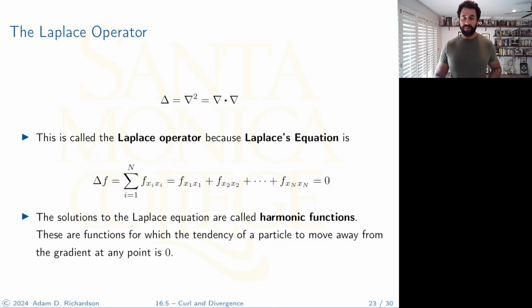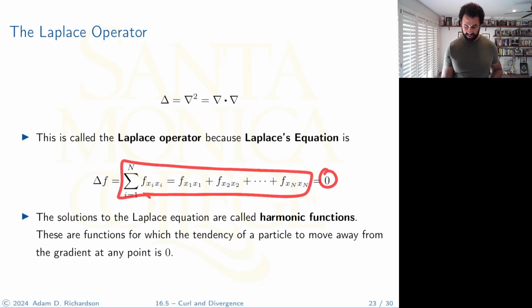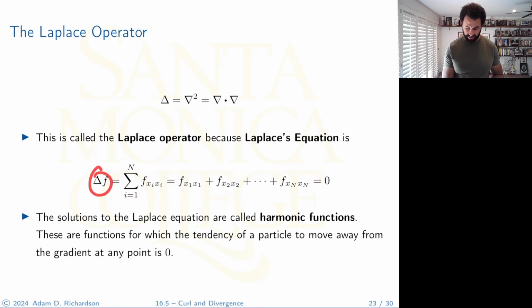Okay, so this thing is called the Laplace operator. And the reason it's the Laplace operator is because Laplace's equation is literally this. You're going to add up all the second order partial derivatives, and Laplace's equation says that the sum of all of those second order partial derivatives is 0. So in other words, this is equal to 0.